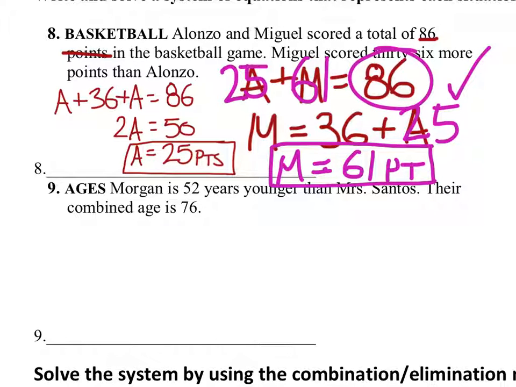Do we need to write this one as a coordinate pair? No, we do not, because it's a word problem. You can if you want, just as long as you identify which is X and which is Y, and you still need labels anyway. Okay.